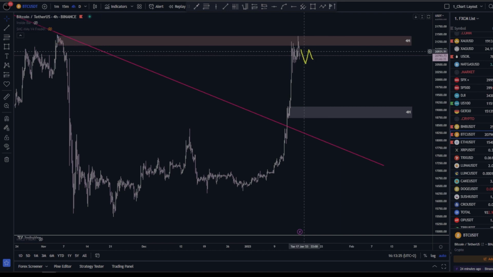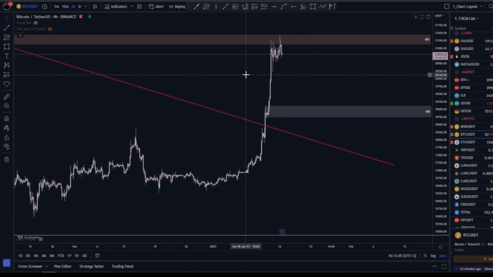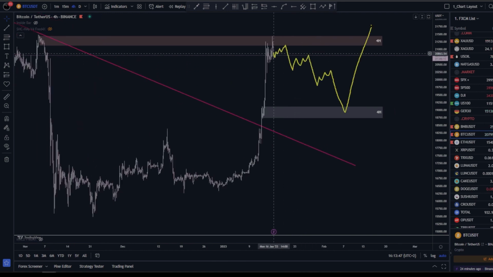As I said, this could be messy. It can take any sort of form. But for me, what I always watch are the levels, and I'm not focusing that much on the structures, because the structures might confuse you a lot. So it's another story with structures. So right now, Bitcoin, I'm expecting to correct, pull back, and then resume the bull trend.